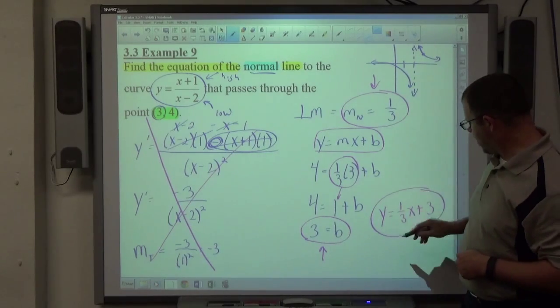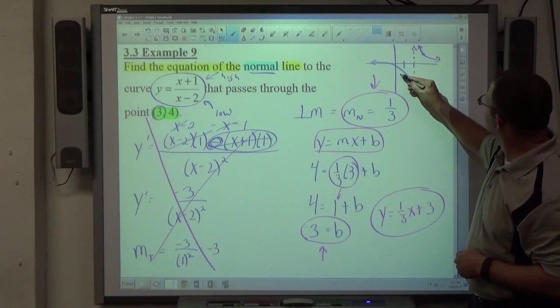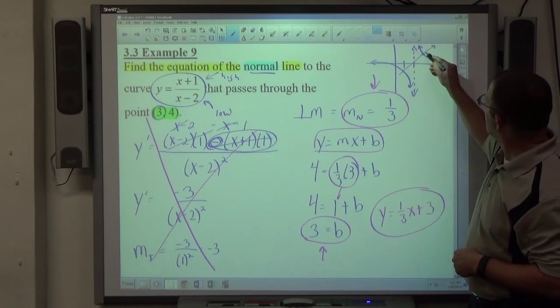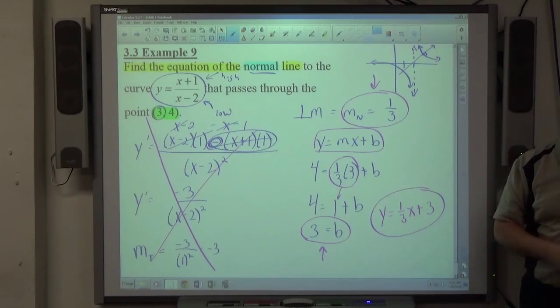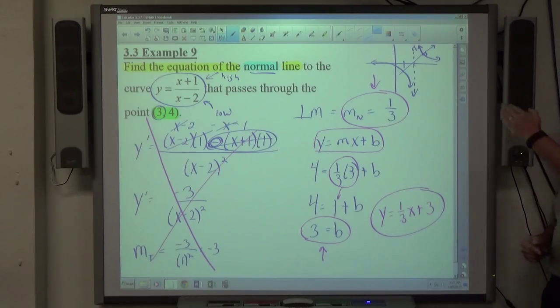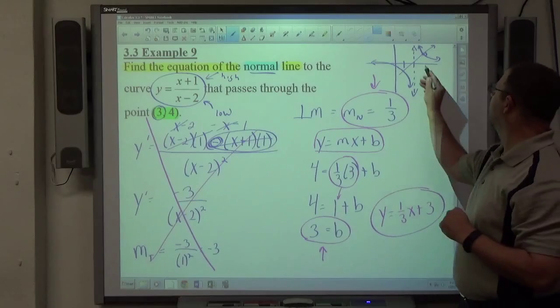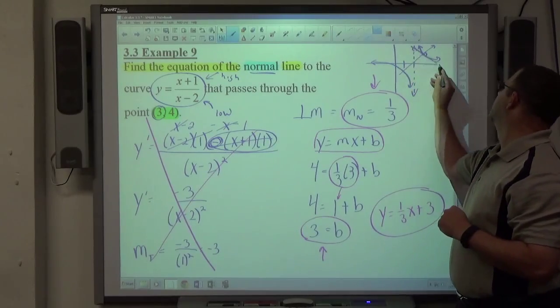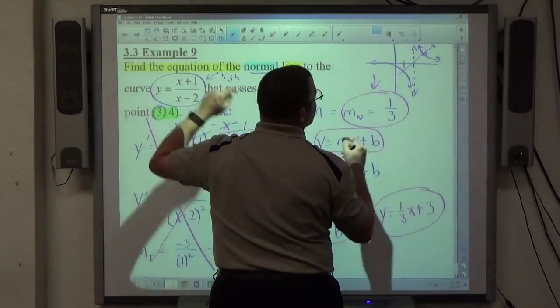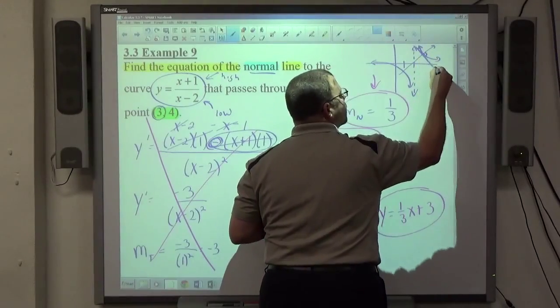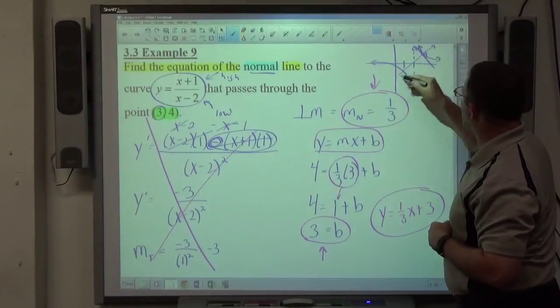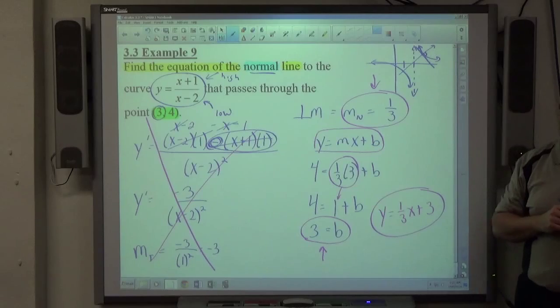So if I were to plot this 1/3 x plus 3, it would form a right angle to a tangent line that we would have had. So the normal line should just go straight through at a right angle to the curve. All right, where the tangent line would be here. Well, that's not very good. Tangent line is there. The normal line should be perpendicular to the tangent line.